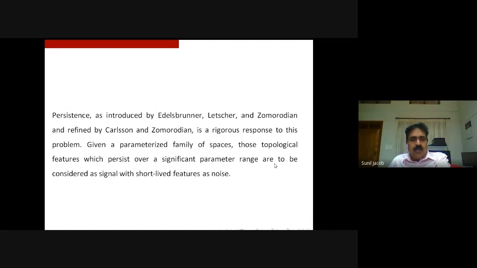Persistence, introduced by Edelsbrunner, Letscher, Zomorodian, Carlsson and Zomorodian, etc., is a rigorous response to this problem that I mentioned: the Betti numbers are not sufficient. That means given a parameterized family of spaces, those topological features which persist over a significant parameter range are to be considered as signal, and the short-lived features will be ignored as noise. That is the significance of this.